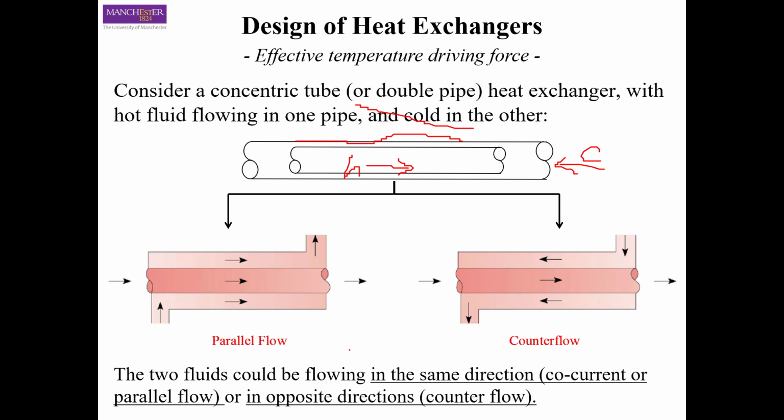While you can have a situation where the tube fluid is moving, for example, from left to right, while the shell fluid is moving from right to left. So they are in opposite directions, and this form of flow is called countercurrent flow. And the reason we are talking about this is because these are going to affect what kind of driving force is available inside your heat exchanger.